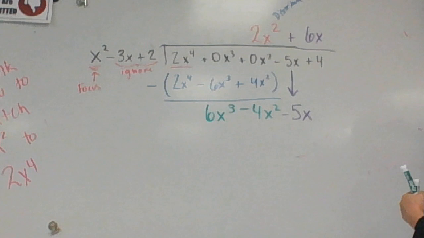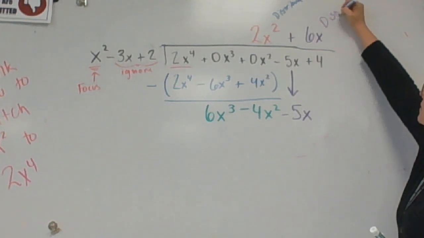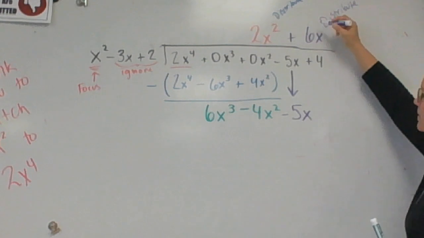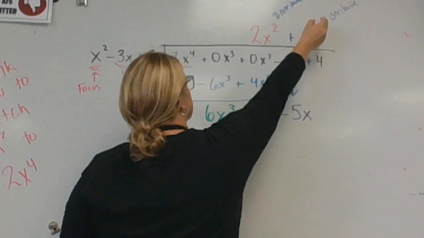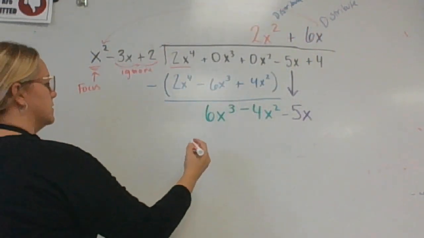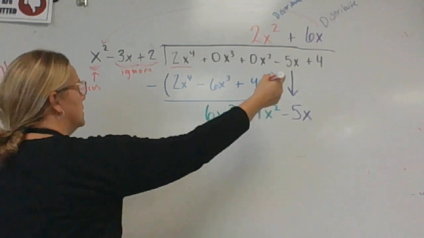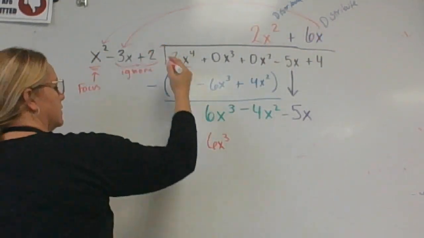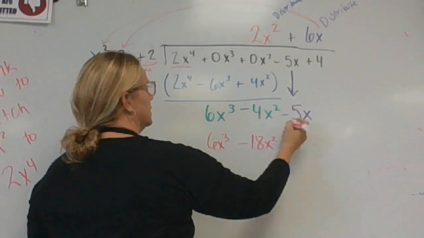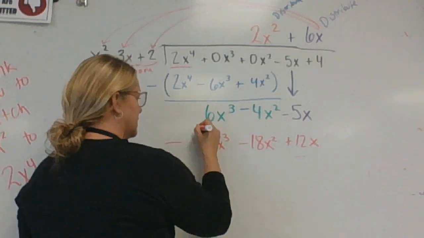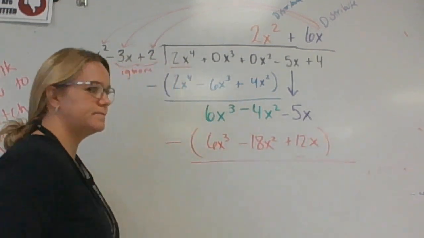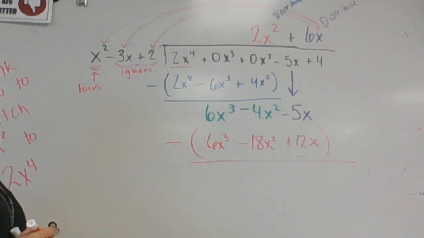Distribute. 6x times x squared, 6x to the third. 6 times negative 3, negative 18. 6 times 2, 12x. Subtract down. Go ahead and do your subtraction. Some of you might be ahead of me.